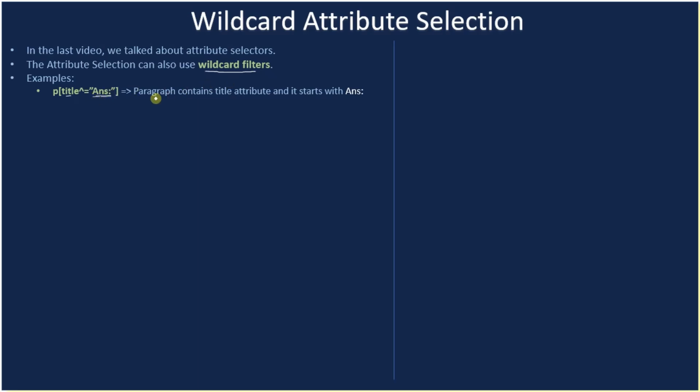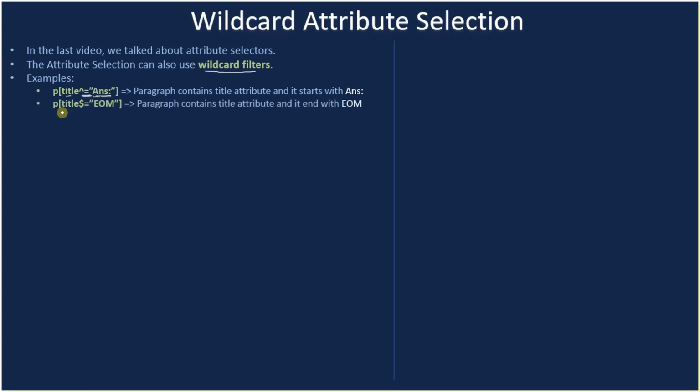So what does this mean? The paragraph contains the title attribute and it starts with "ands". This is how we are giving the filter string for the jQuery function. We want to select all paragraphs which contain the title attribute, and the title attribute starts with "ands". Here the caret equal to symbol denotes that specific wildcard. That means the attribute value should start with "ands".